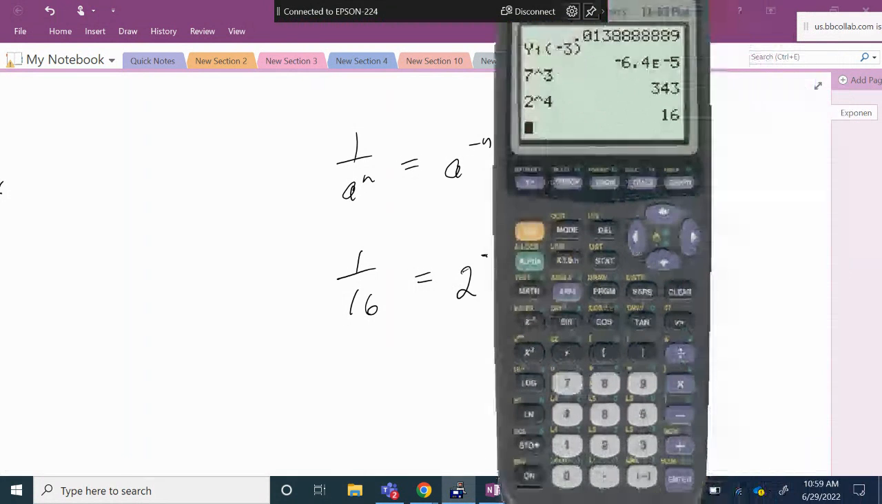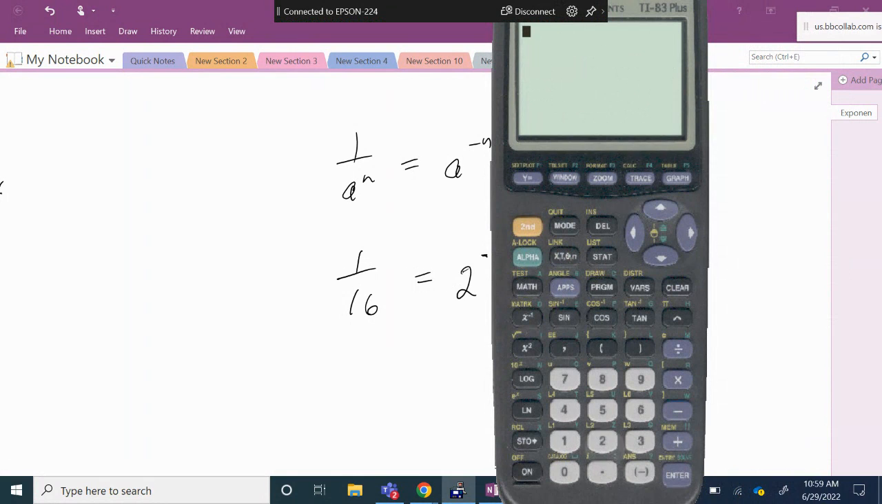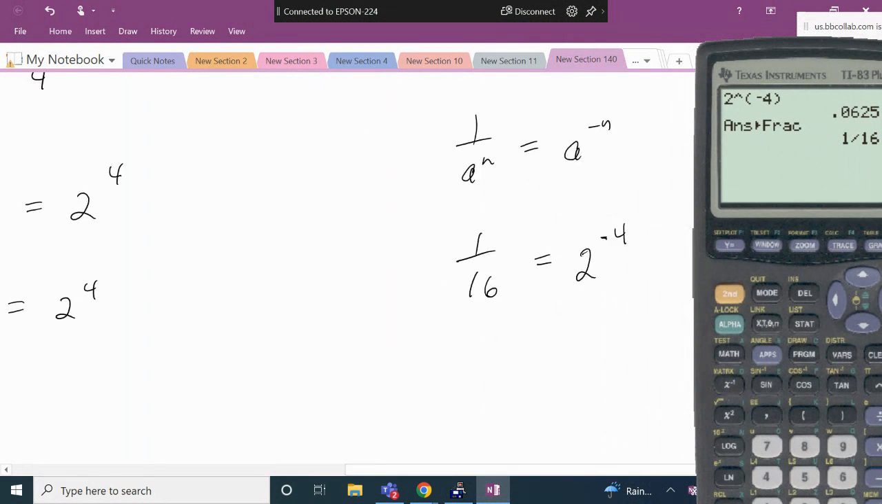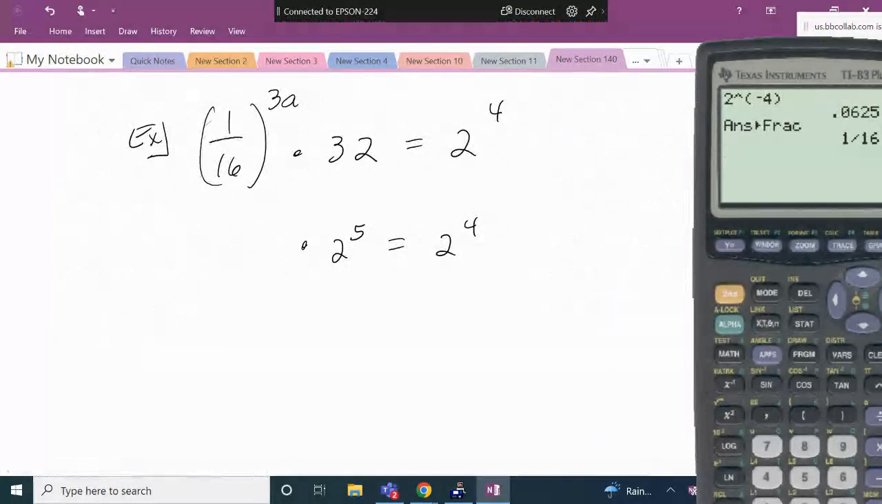Okay, so just to show that on the calculator, 2 raised to the negative 4th power is 0.0625. If I change that to a fraction, I get 1/16. So I'm going to substitute 1/16 for 2 to the negative 4th power, and that still is raised to the 3a power.